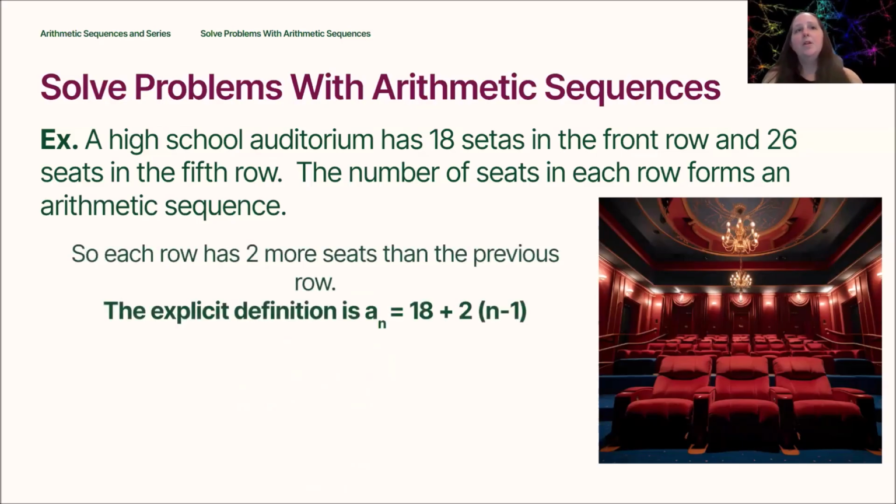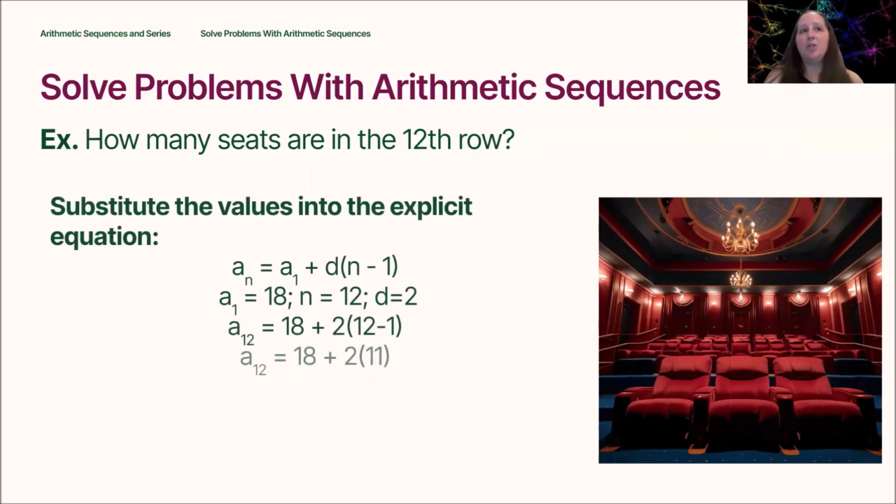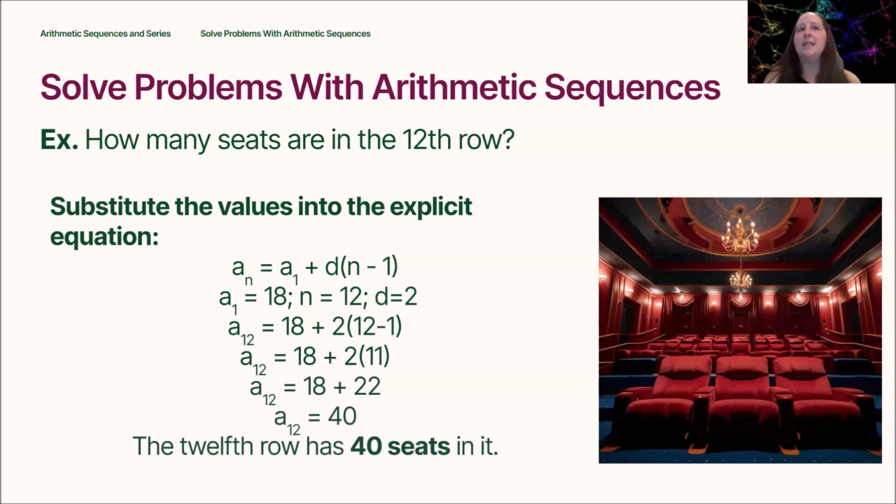Okay. So then I can write the explicit definition: a sub n equals 18 plus 2 times n minus 1. Okay. I can substitute the values into the explicit definition or explicit equation. Again, a sub 1 is 18. I want to know how many seats are in the 12th row. So I put 12 in for n, and I put d equals 2 because my common difference was 2. Okay, and again, I substitute those values in.